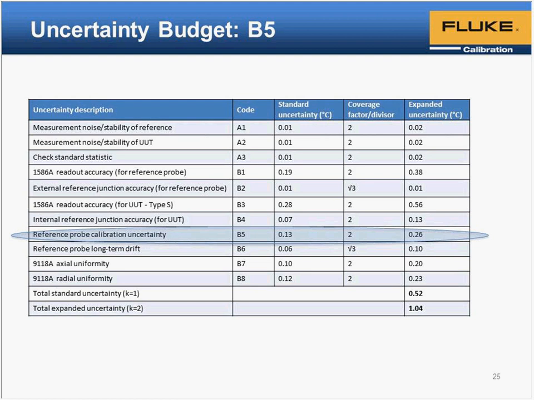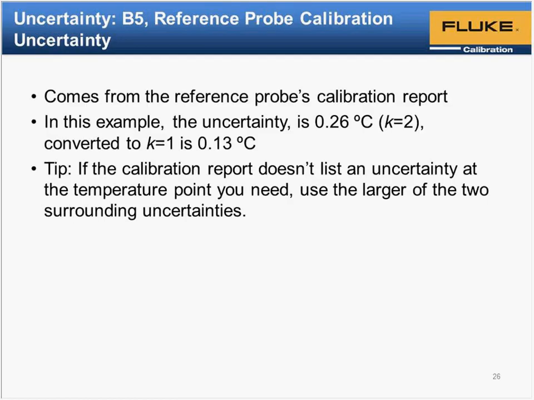Let's focus on the reference probe. So we'll talk about the calibration uncertainty of the reference probe. The reference probe was calibrated in a fixed point calibration process, and we know the uncertainty at several different fixed points. Now, 1,000 degrees C is not an ITS-90 fixed point, so we have to know how to calculate the uncertainty at 1,000 degrees C.